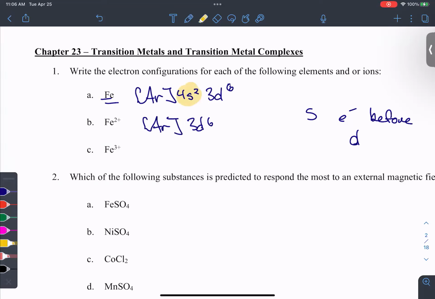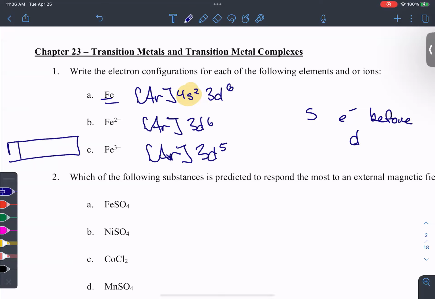And now to make iron 3+, we need to remove an additional electron. There's only one place we can remove it from, so it's going to be argon 3d5. Is there anything special about a d5 electron configuration? It's stable. Why? They all are spinning the same direction. This is an example of the enhanced stability of a half-filled subshell. All of them are dancing in the same direction, and that is surprisingly stable.